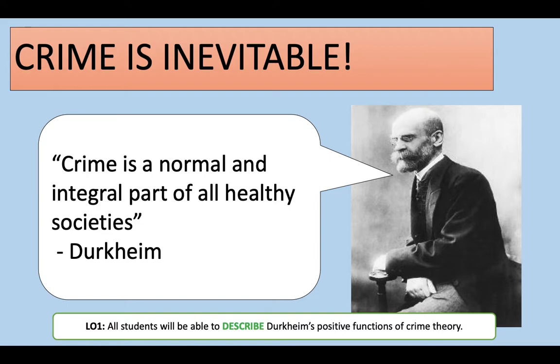Now, why would Durkheim say such a thing? Because he views society as being in consensus with each other. So why then does a functionalist agree that we do need crime? Okay, pause this video for me and think about it, or write down what you think.